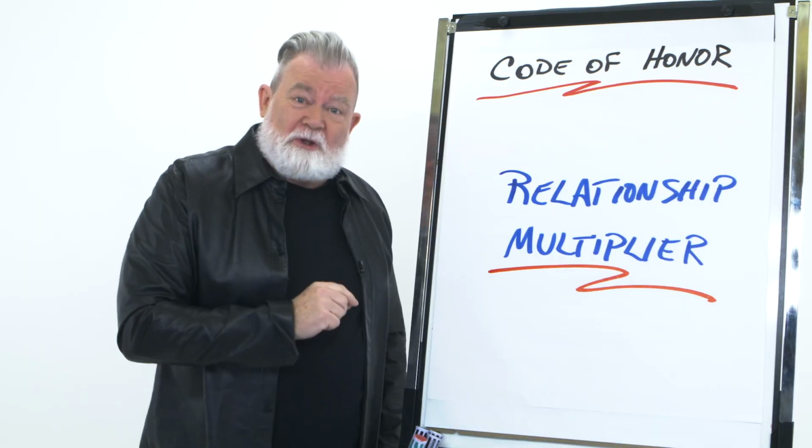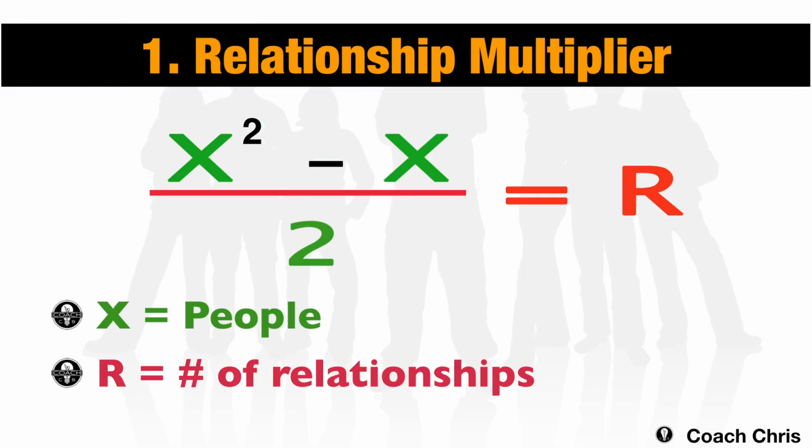the relationship multiplier. You're probably wondering, why is there a mathematical equation that's coming up on this screen? Well, sometimes I wish relationships were as simple as 2 plus 2, but the reality is they're not. And understanding the relationship multiplier will help you to understand why there's probably going to be conflict within your business. So here's the math, and this actually does work out.